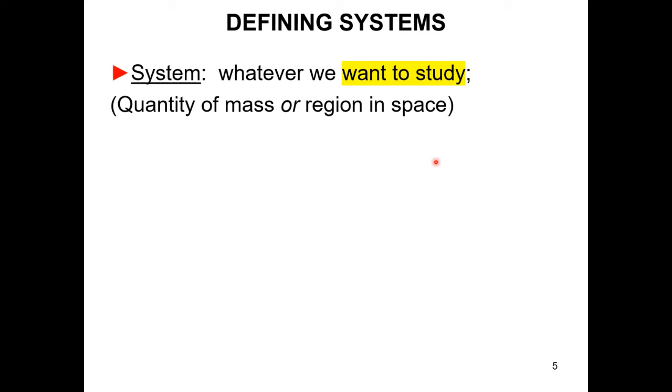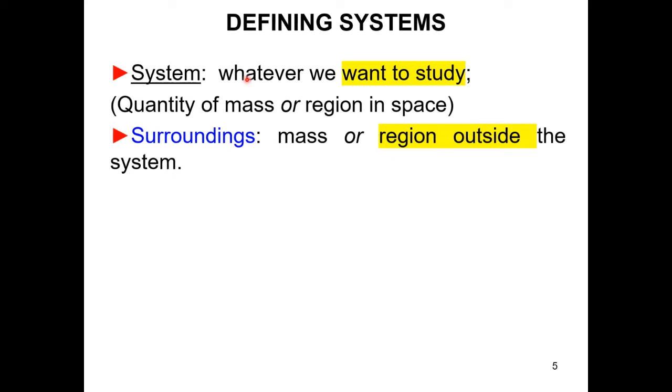Okay, we define the systems. Thermodynamics deals with systems. What is a system? It is whatever we want to study. If we want to investigate something, we need to have a boundary. We need to have the system that we want to investigate. So a system is whatever we want to study, a quantity of mass or a region in space. All of these can be considered a system.